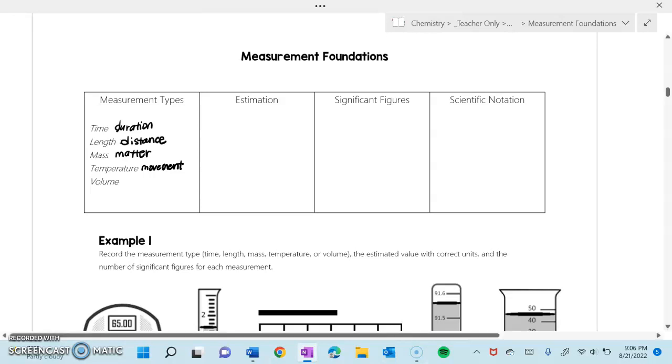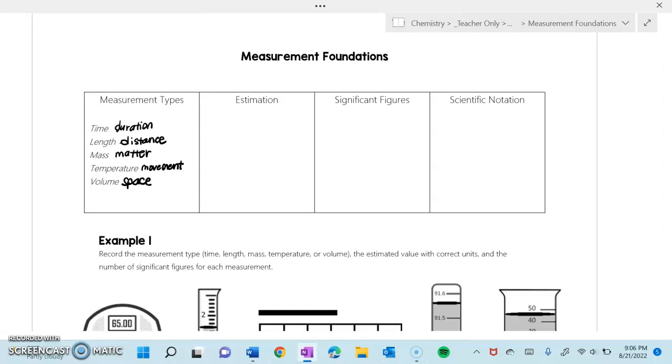And lastly, volume is the amount of space that something takes up, and we measure that in liters. So those are kind of our one-word definitions for the different measurement types. We're going to actually split these notes into two parts. So the first part, we're going to talk about estimation and significant figures, and then I'll make another part 2 video where we'll talk about scientific notation. So let's jump into estimation.